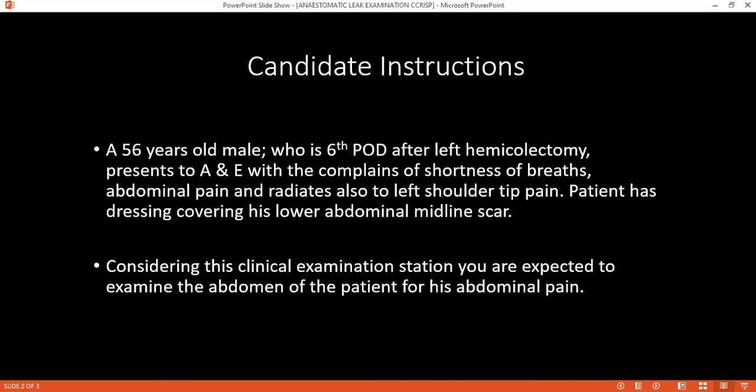Okay, so today I have been asked to examine Mr. Smith, 56 years old, who is on his sixth postoperative day after thoracolectomy. On his history, he has a complaint of shortness of breath with abdominal pain. On general inspection, his nutritional status was normal. There is no central cyanosis. The patient has shortness of breath.